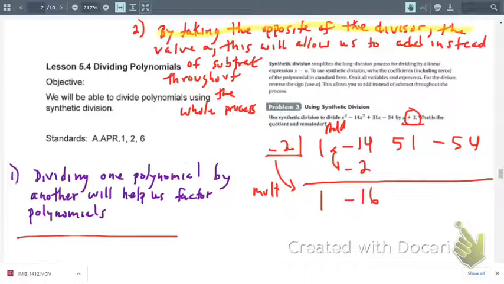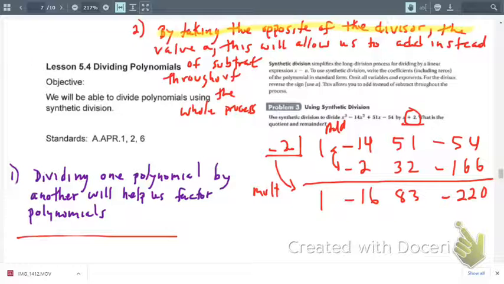Okay, multiply negative 2 times negative 16, you get a positive 32. 51 and 32 gives us 83. So you're adding those together. Okay, negative 2 times 83 gives us negative 166. A negative 54 minus 166 is going to give us a negative 220.